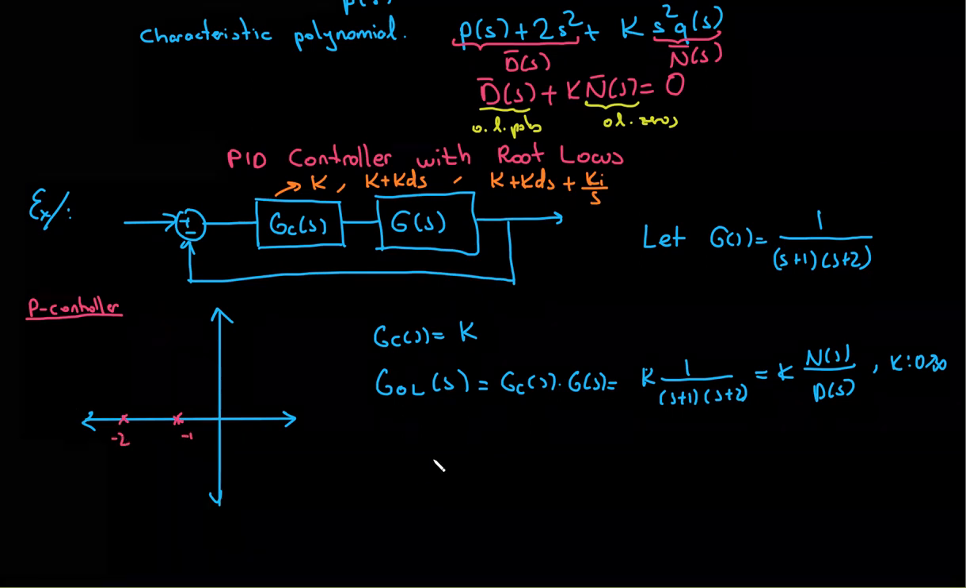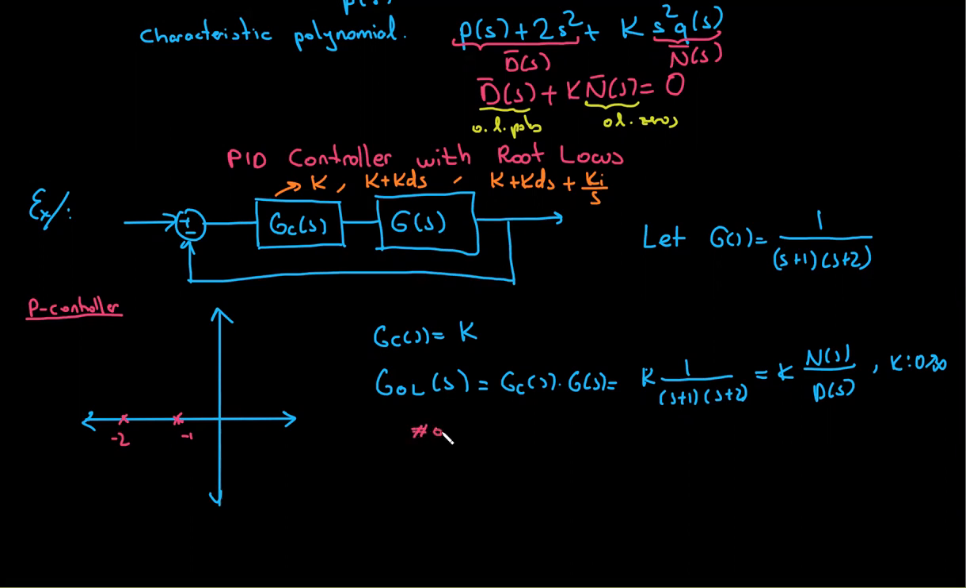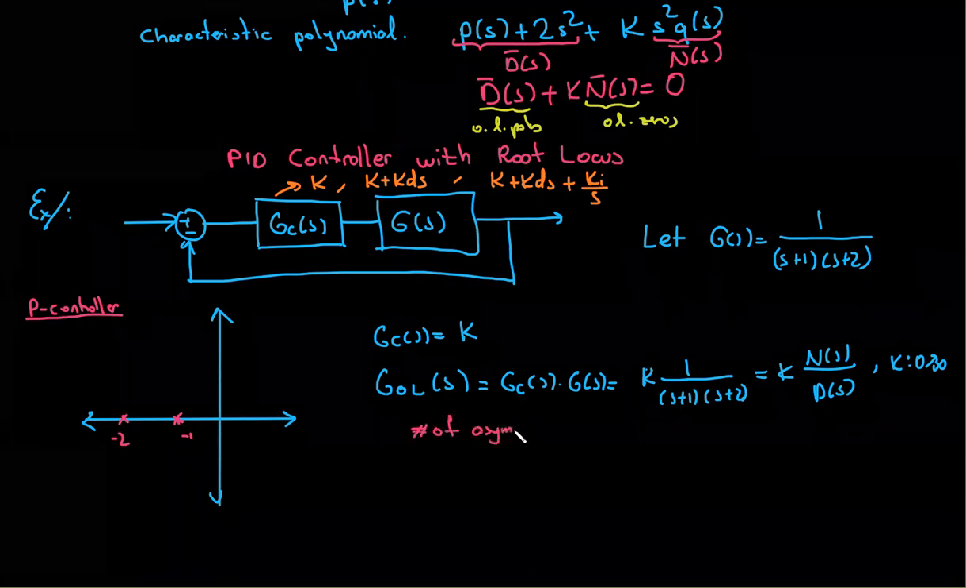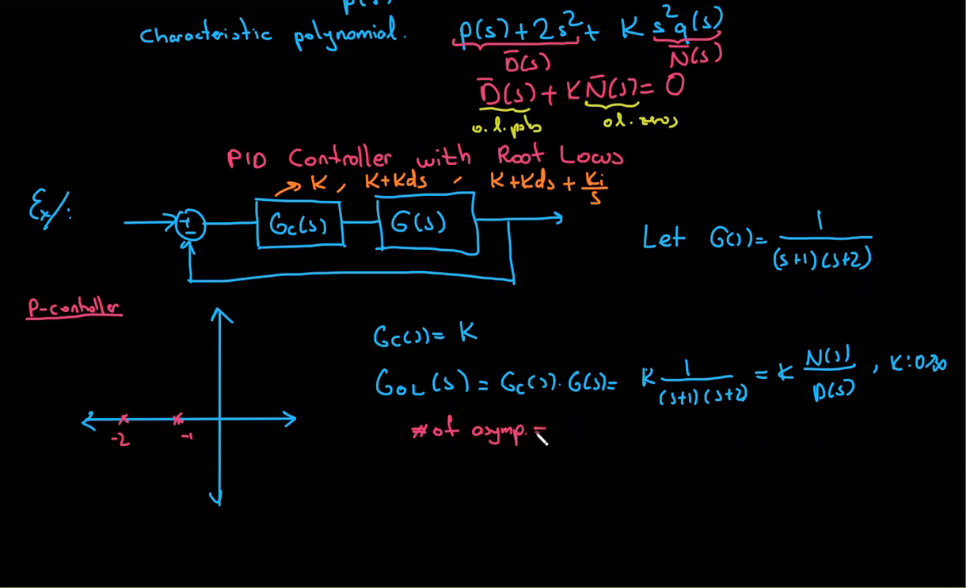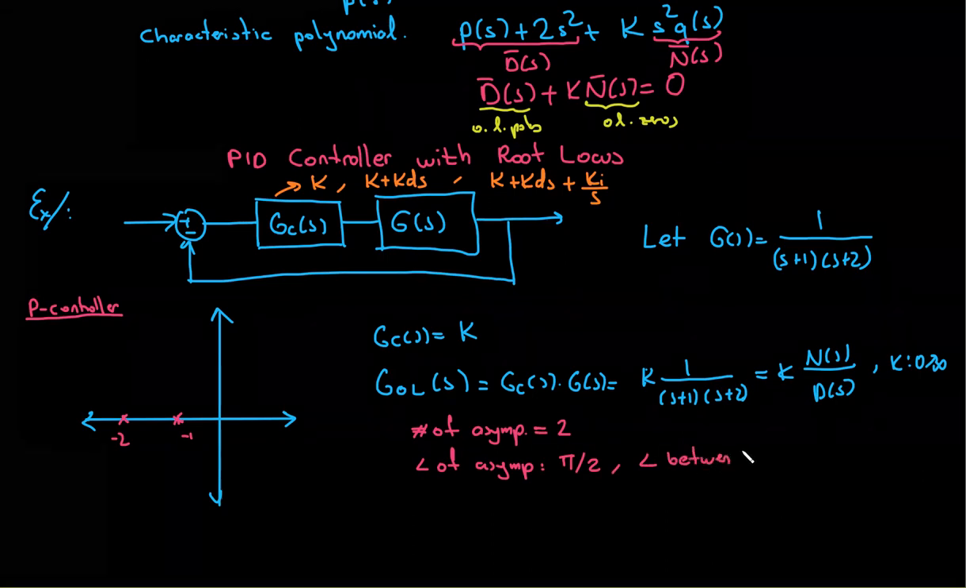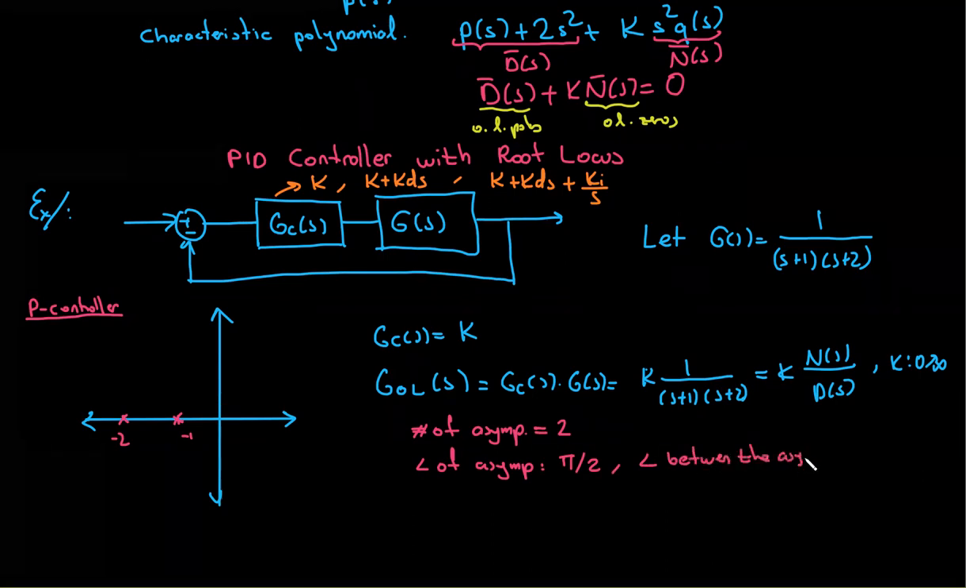So what is the number of asymptotes for this case? It was the difference between the denominator and the numerator, right? So it is equal to 2. What is the angle of the first asymptote? Pi over 2. Exactly. And what is the angle between the asymptotes? Pi. Exactly. The angle between the asymptotes is equal to 2 pi over 2, which is also equal to pi.